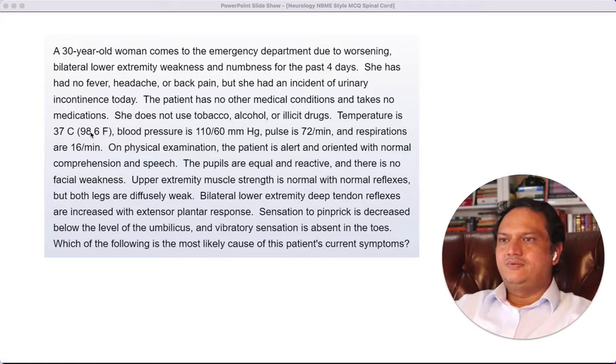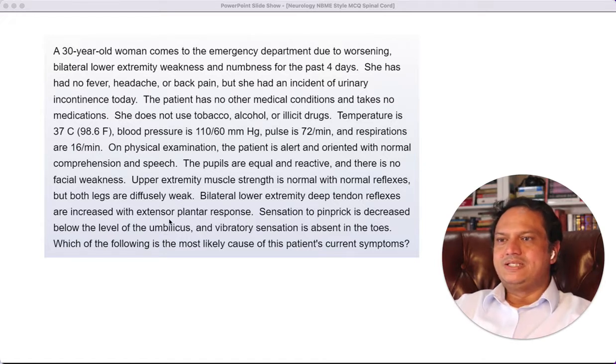No fever, no temperature. On physical examination, no cognitive involvement, cranial nerves look fine, there's no facial weakness, upper extremity is normal, and then both legs are diffusely weak. The deep tendon reflexes in the legs are increased with extensor plantar response, or Babinski response is positive.